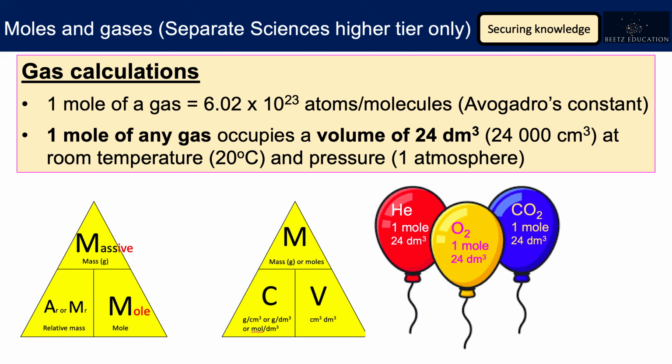So if we just look at 3 examples here, helium consisting of single atoms. If we had 1 mole of helium, it would occupy 24 decimetres cubed. If I had a mole of oxygen molecules, again, they would occupy 24 decimetres cubed. And the same could be said for a mole of carbon dioxide molecules. Again, all occupying the same volume for 1 mole of a gas.